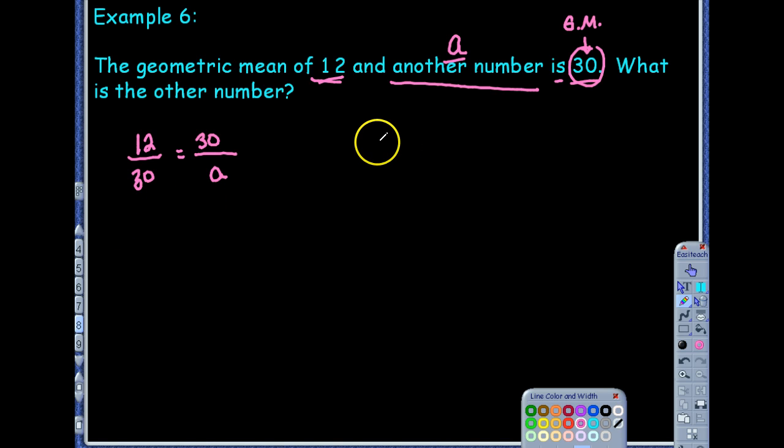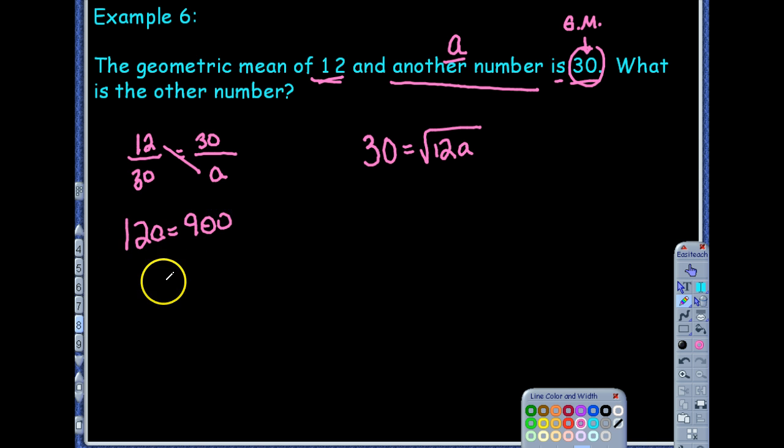The other way you could set it up is, well, the geometric mean is technically the x in your formula, so you're going to have 30 equals the square root of 12 times A. Either one of those is going to work great. Now, over here when I cross multiply, we'll show both ways. 12A is equal to 900. And when I divide by 12, you get A to be 75.